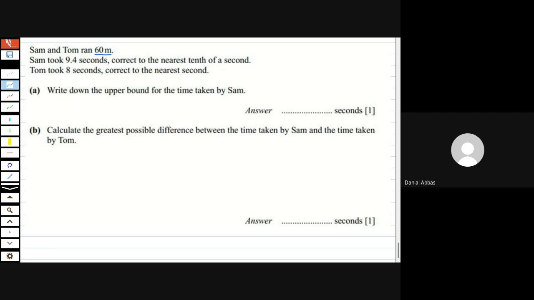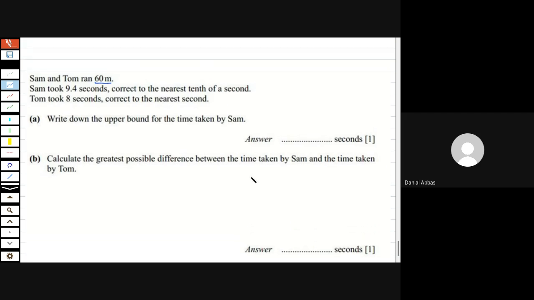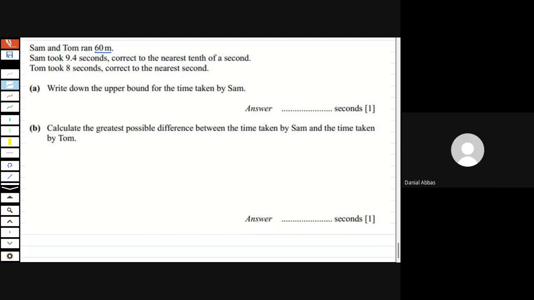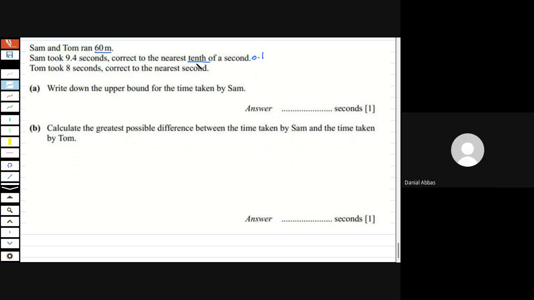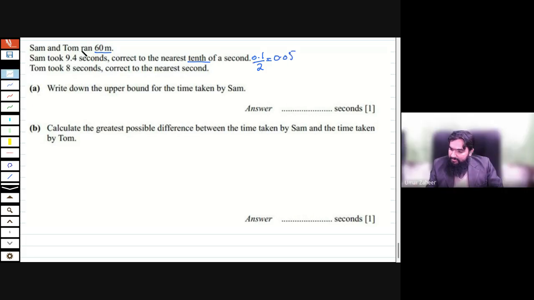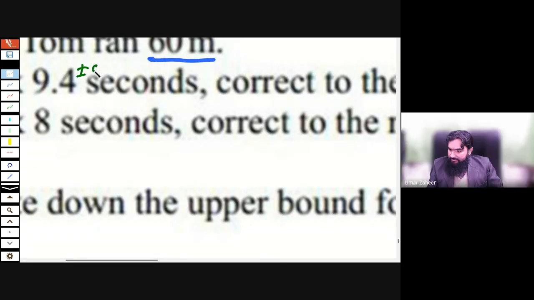First of all, the time is calculated to the nearest tenth of a second. So tenth means 1 divided by 10, which is 0.1. Divided by 2, that will be equal to 0.05. So we are going to get 9.4 plus minus 0.05. I just write the values first.